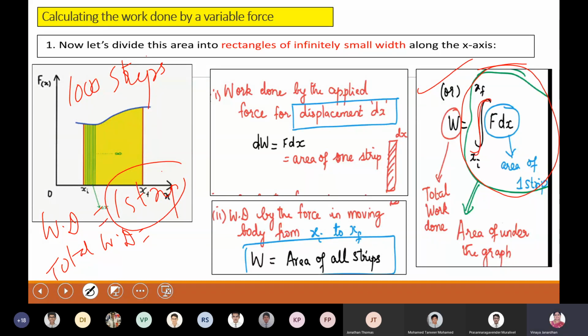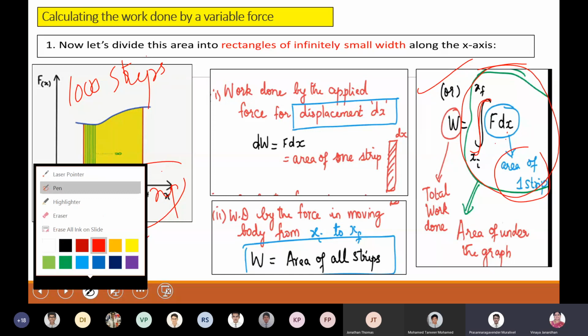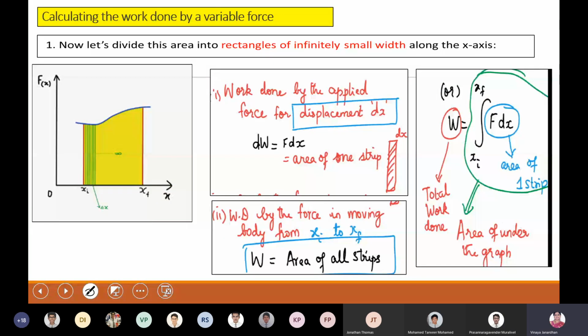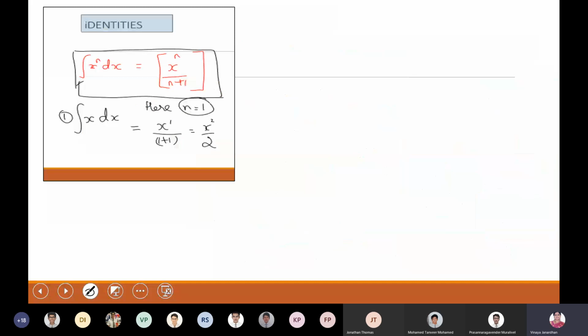This is the area of one strip. That is the work done. What is this? F dx. F dx is the work done for one single strip. Integral xi to xf represents the work done for all the strips. Right? Because unless and until you learn your mathematics, it will be tough for you right now.